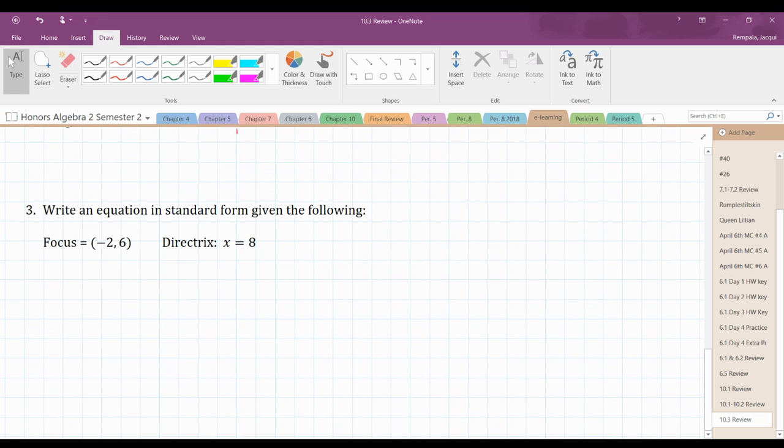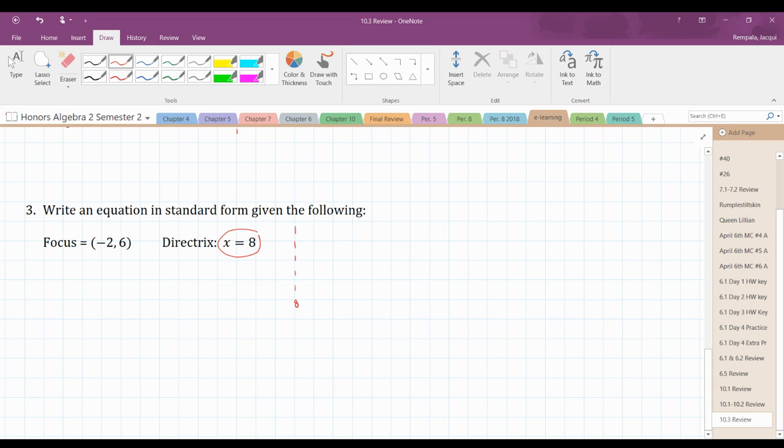Okay, finally, the last one here. Let's write an equation in standard form given the focus and the directrix. If I'm given the focus and the directrix, that means we're going to be able to figure out the vertex, because the vertex is going to be halfway in between. Notice that my directrix is a vertical line. It says x equals. So that means my graph is going to be opening either to the left or to the right. If this is where 8 is, negative 2, 6, that's going to be to the left of that line.